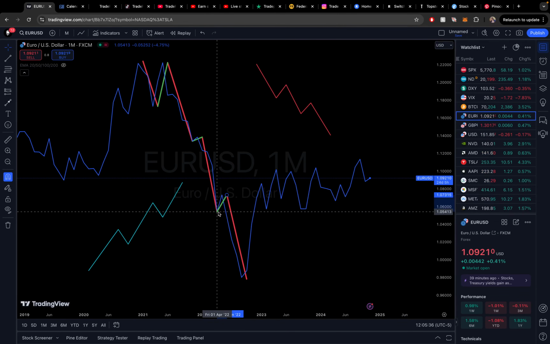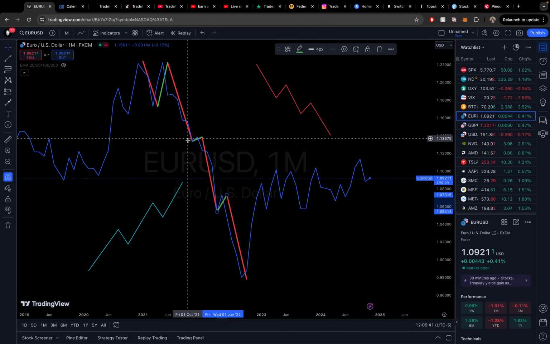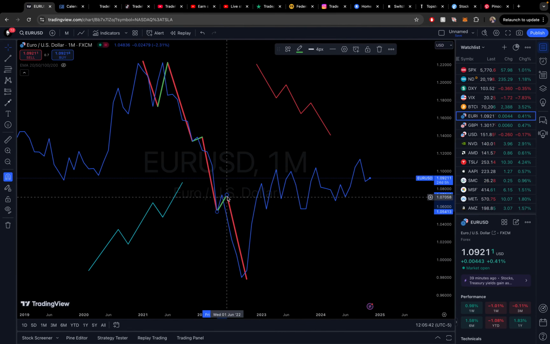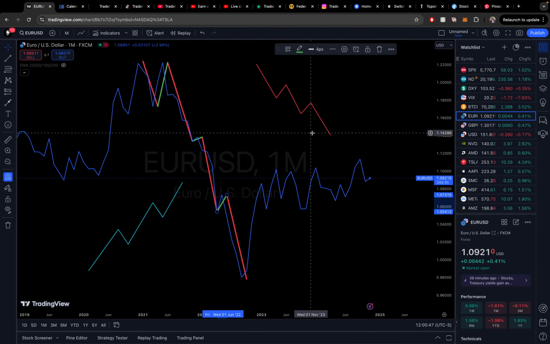There we go. You can see the lower low, lower high, lower low, lower high, lower low, lower high, lower low. And we can see how this is matching our downtrend trajectory.